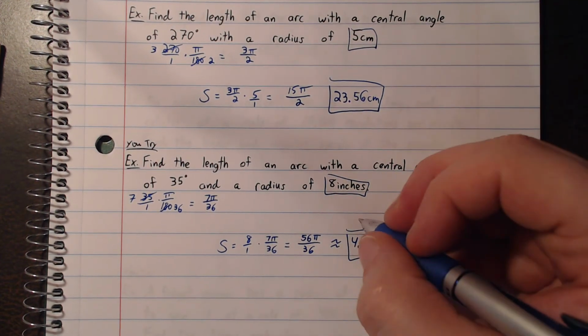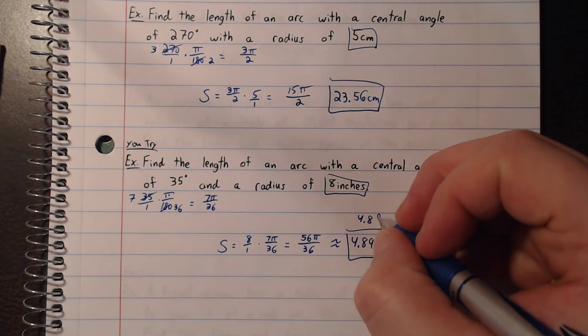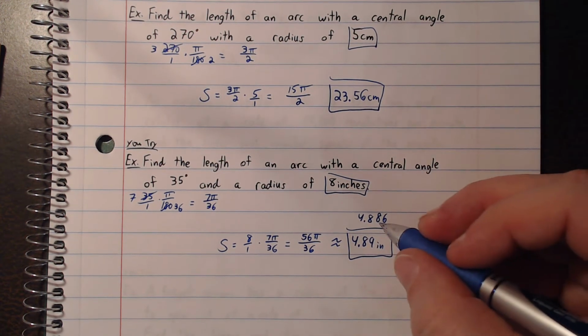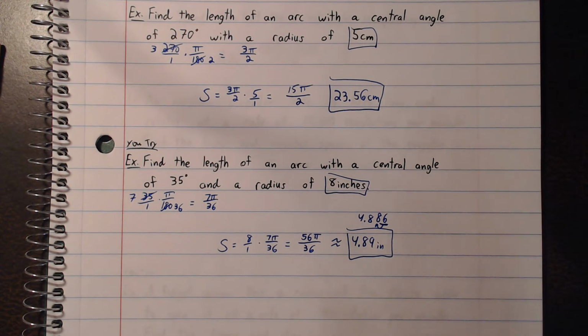This would have actually said 4.886, and that 6 would have told this 8 to round up.